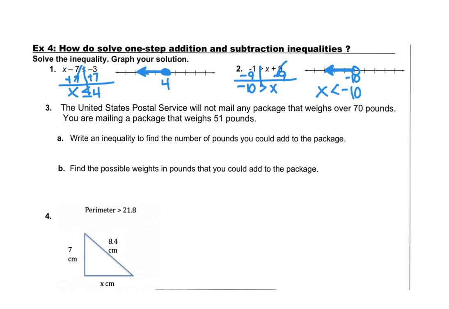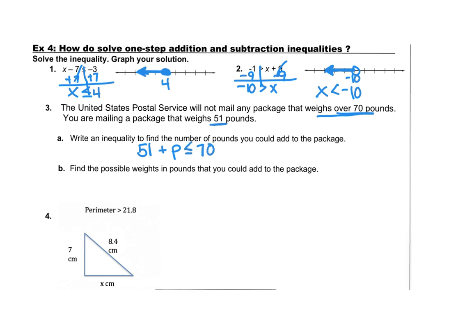Number 3 says the United States Postal Service will not mail any package that weighs over 70 pounds. You are mailing a package that weighs 51 pounds. Write an inequality to find the number of pounds you could add to the package. The package we're weighing is right now 51 pounds, plus we want to know how many more pounds we could add to it, but it will not ship if it is over 70 pounds. So it has to be less than or equal to 70.